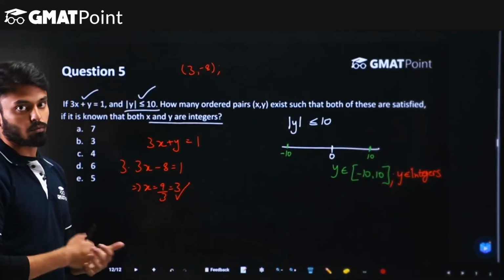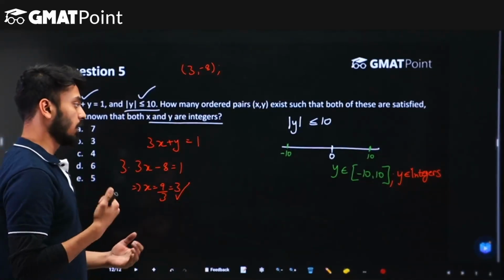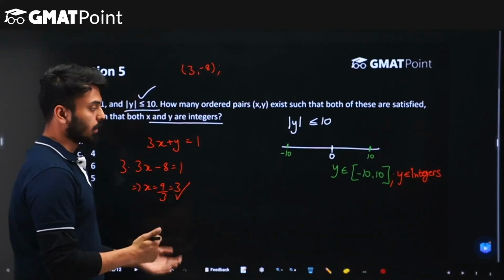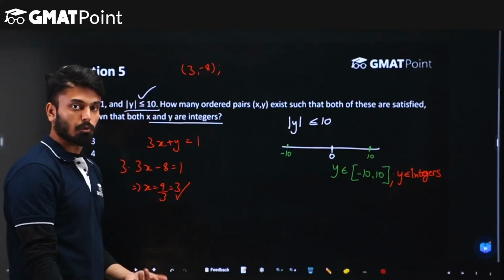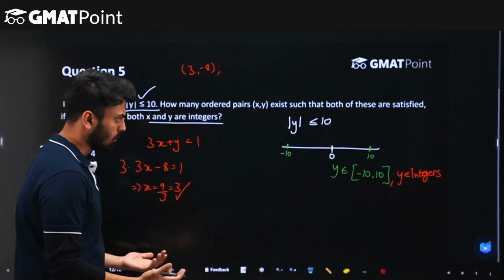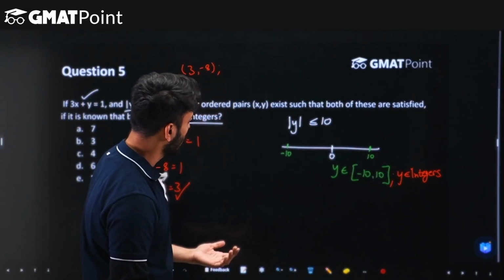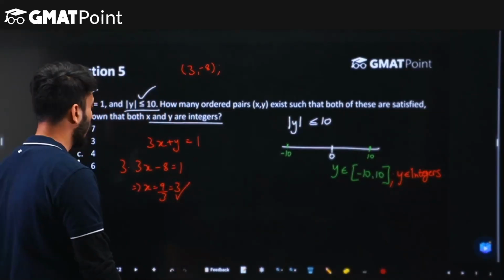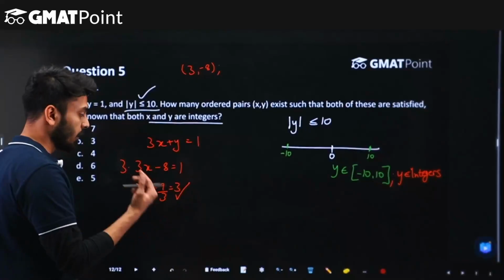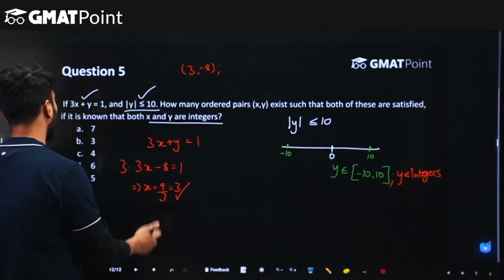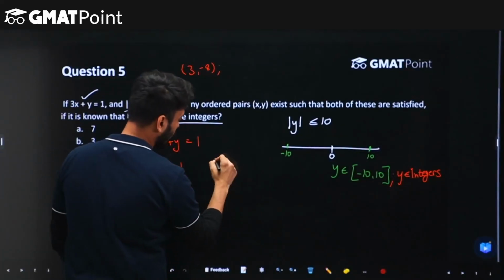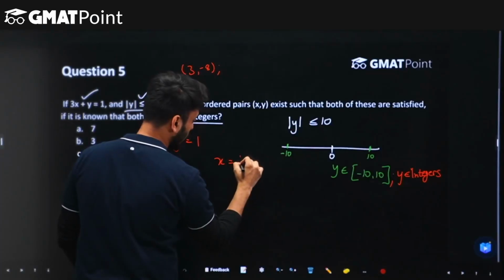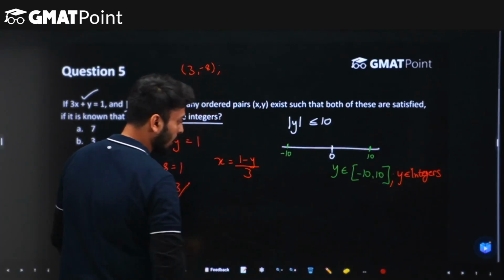Now, once you have found the first pair, you could test all of the values, right? It's a finite number. It's not impossible to test them all. I think you have 21 possible values. You can go over it, right? But there's also a smarter method to it. Let's look at that. So from the equation, I have x is equal to (1 minus y) upon 3, right?